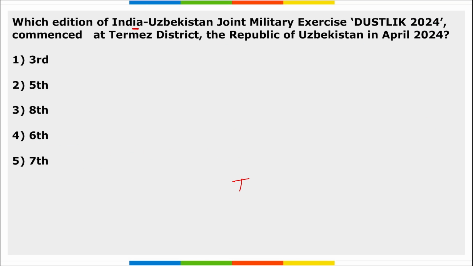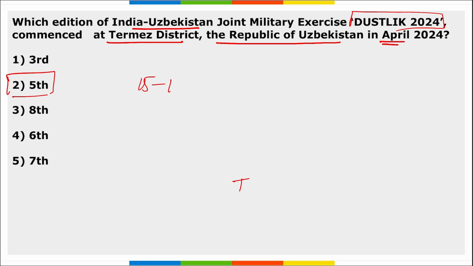Next, which edition of India-Uzbekistan joint military exercise Dust Lake commenced at the Termez district, the Republic of Uzbekistan in April 2024? So this is the 5th edition of the joint military exercise Dust Lake that was conducted from 15th to 18th of April. Location is Republic of Uzbekistan where this was conducted.